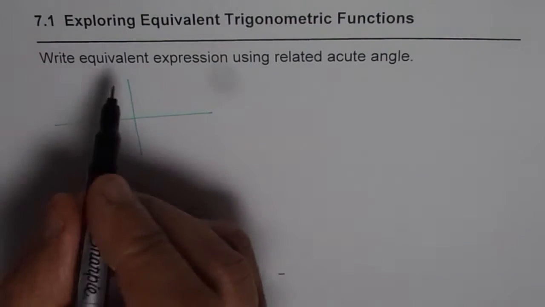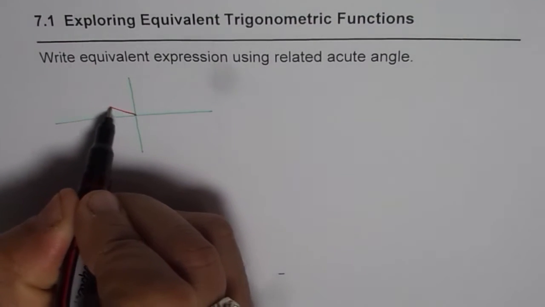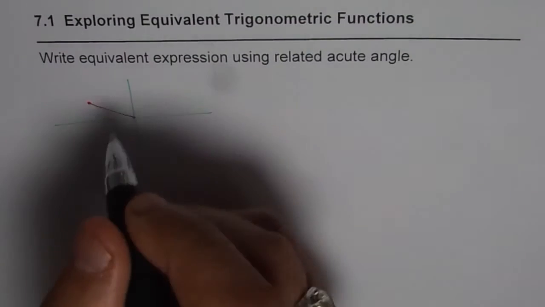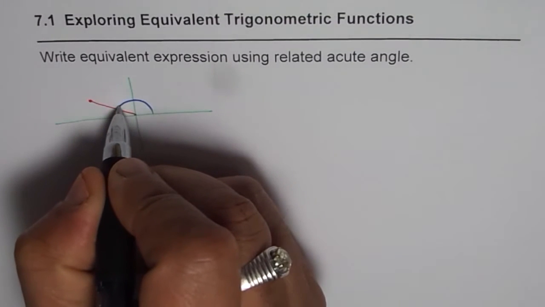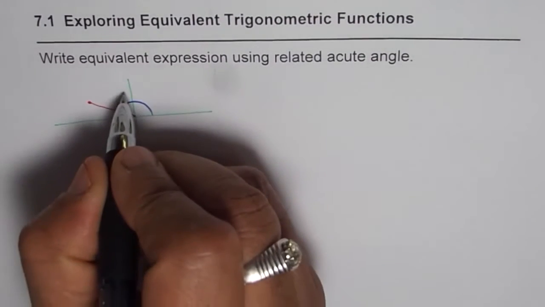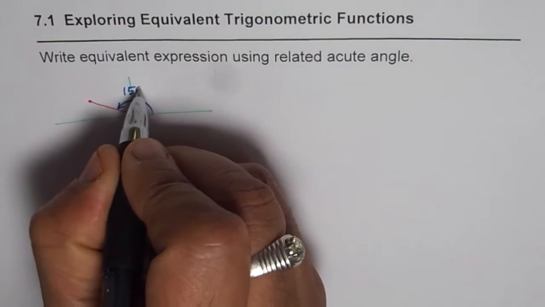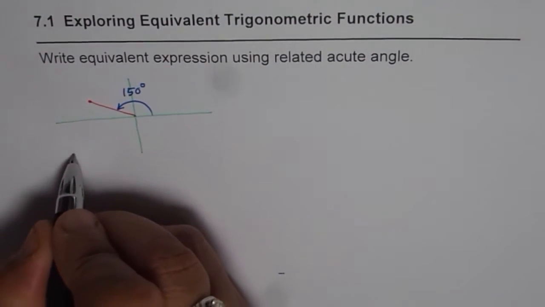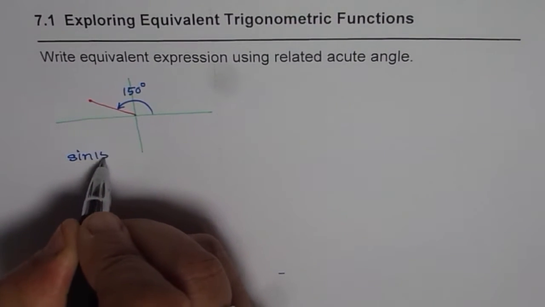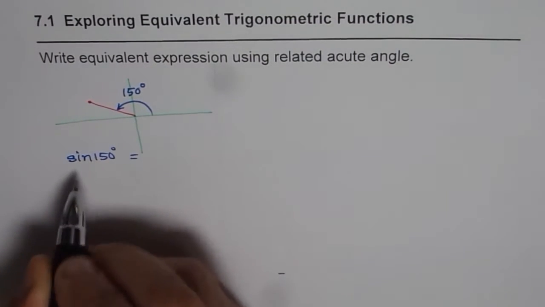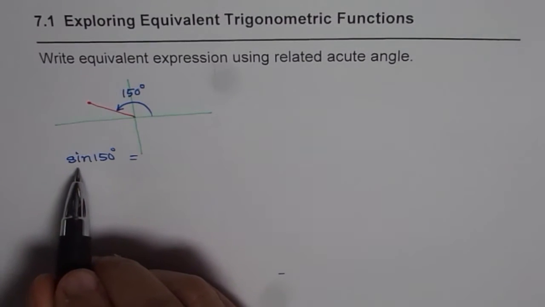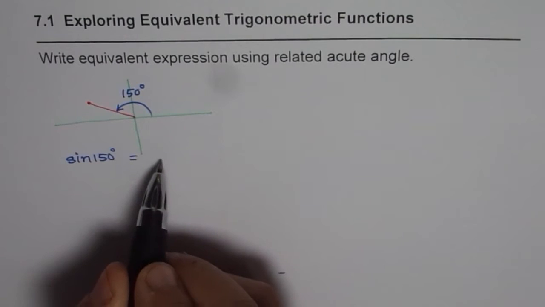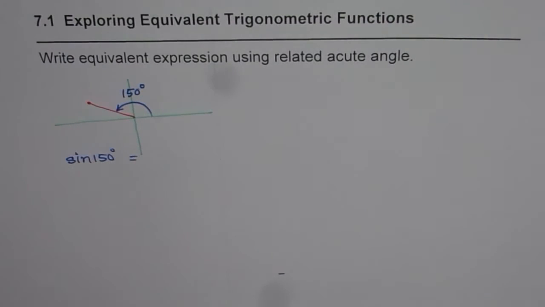So let us say that we have a terminal arm which is in quadrant 3, which makes a principal angle of, let's take it in degrees. Let us say that this principal angle is 150 degrees. Now, if we are considering sine of 150 degrees, then what should be equivalent to sine of 150 degrees in terms of its related acute angle? That is what we will be discussing here.